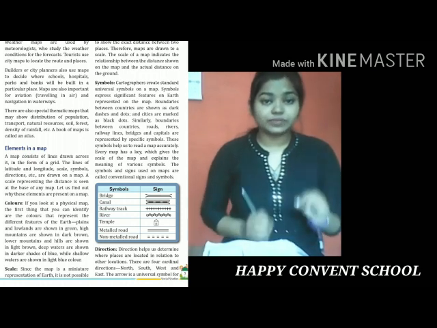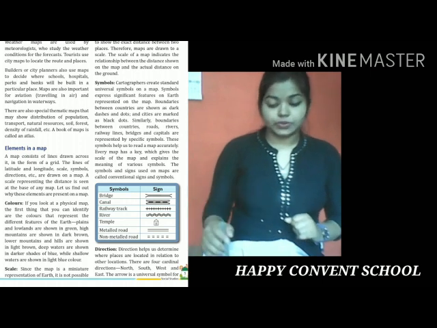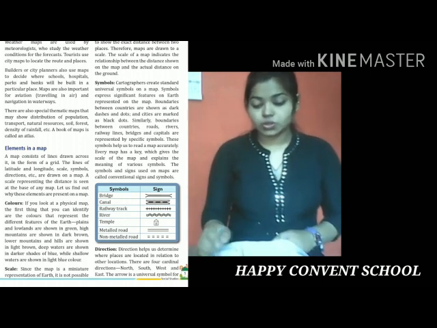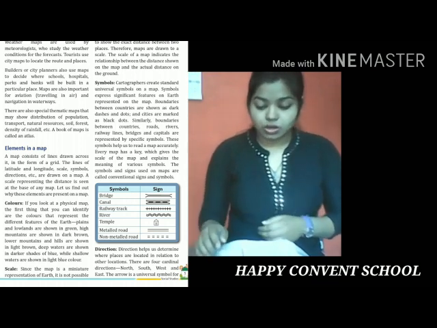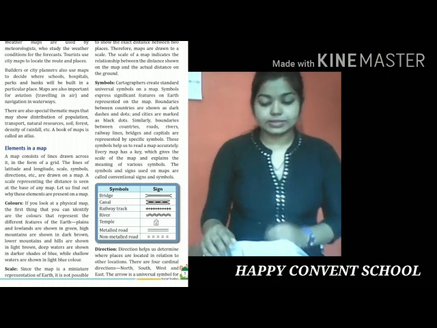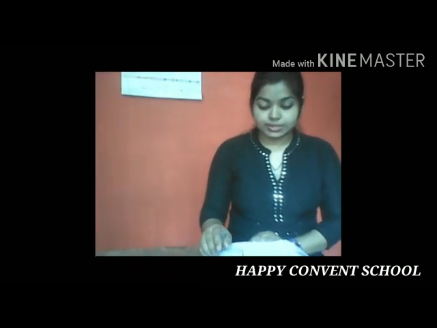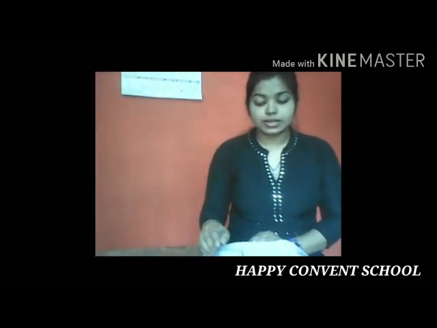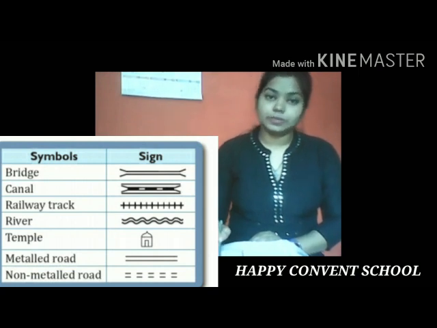Okay, they have a specific meaning. That particular drawing symbol, or you can say sign, has. So those things have been created by whom? By a cartographer. So symbols express significant features on a map and are represented on the map. Boundaries between countries are shown as dark dashes and dots. Cities are marked as blue dots. Similarly, boundaries between countries, roads, rivers, railway lines, bridges, and capitals are represented by specific symbols.